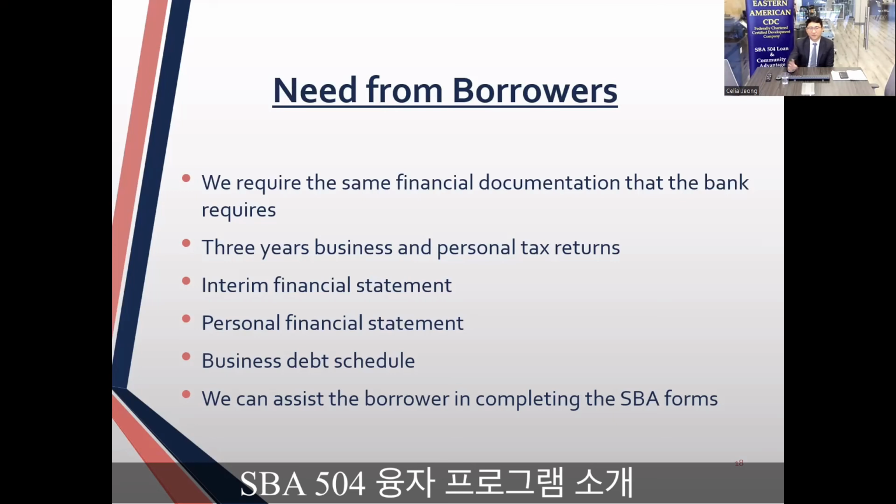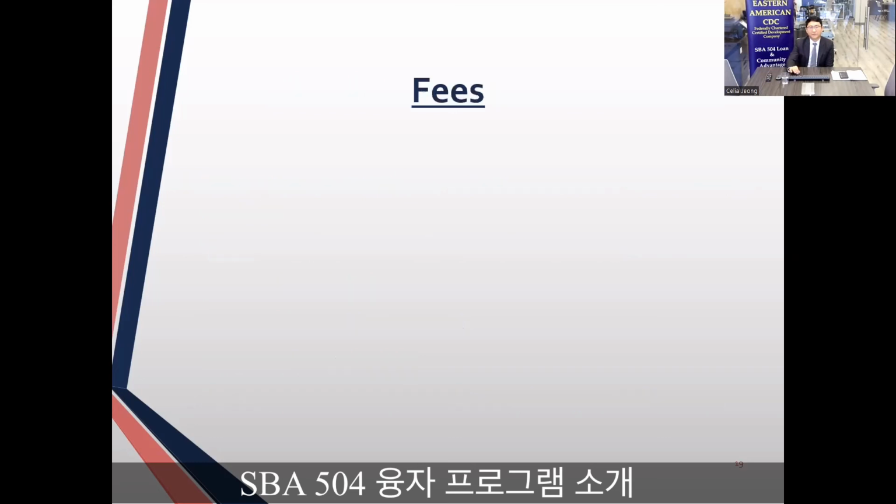Personal financial statement, it's just a regular one. And we need to ask you for a business debt schedule because so many EIDL and PPP loans were dispersed last year. So we need to see whether your PPP loan is forgiven or paid off, whatever. Also, we need to calculate the debt ratio on your EIDL loan or any existing loan. We can assist borrowers in completing the SBA forms anytime.